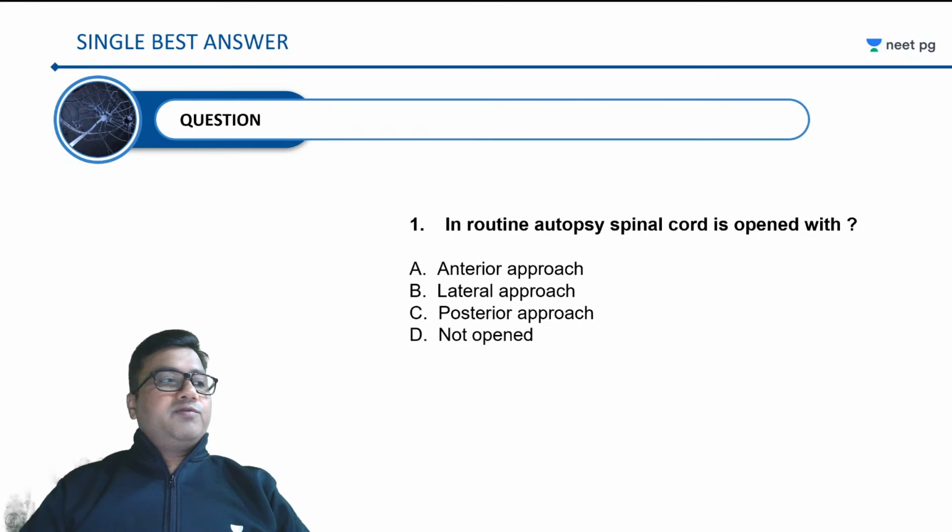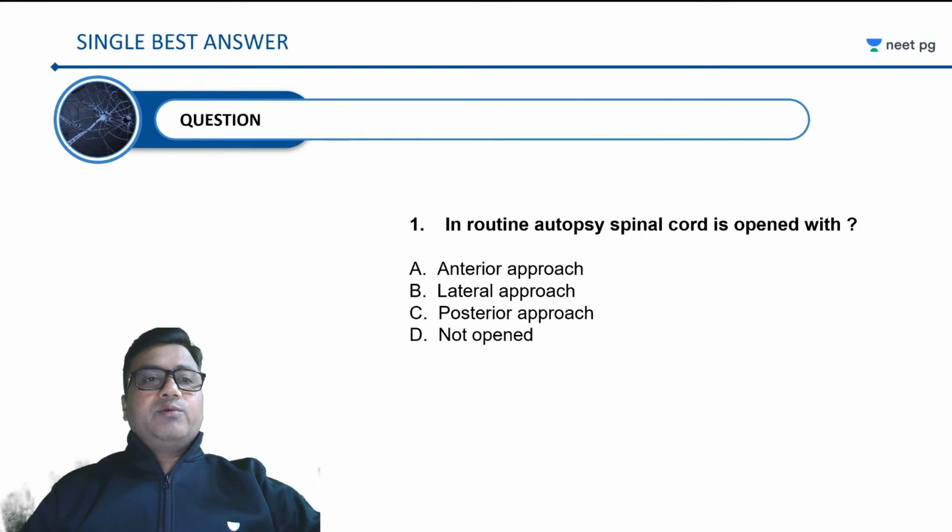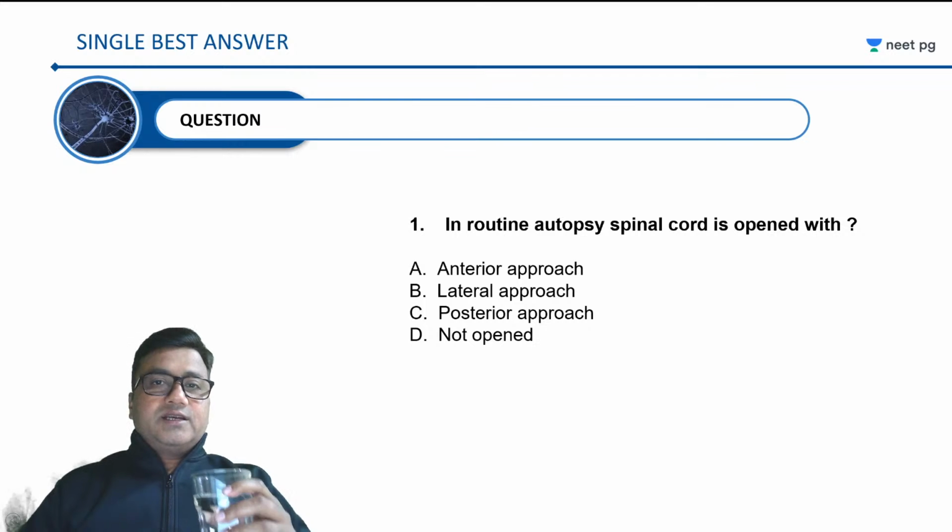So the first kind of few MCQs that we are doing are single best answer type.